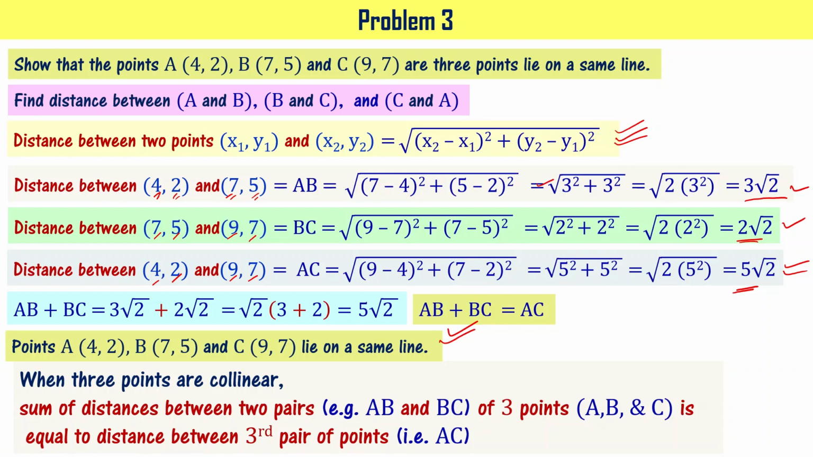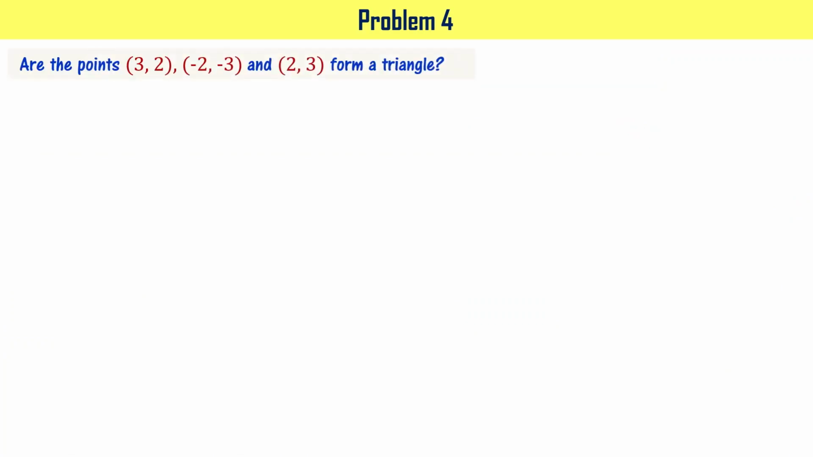Let's go to the next problem, problem number 4. Do the points (3, 2), (minus 2, minus 3) and (2, 3) form a triangle? We have learned about this concept. If they are falling on a line, then they are called collinear points. If they are not falling on a line, they are not collinear points. In that case, they form a triangle, right? So what we have to do now is see whether they are collinear or not. And if they are not collinear, then we can say that they form a triangle.